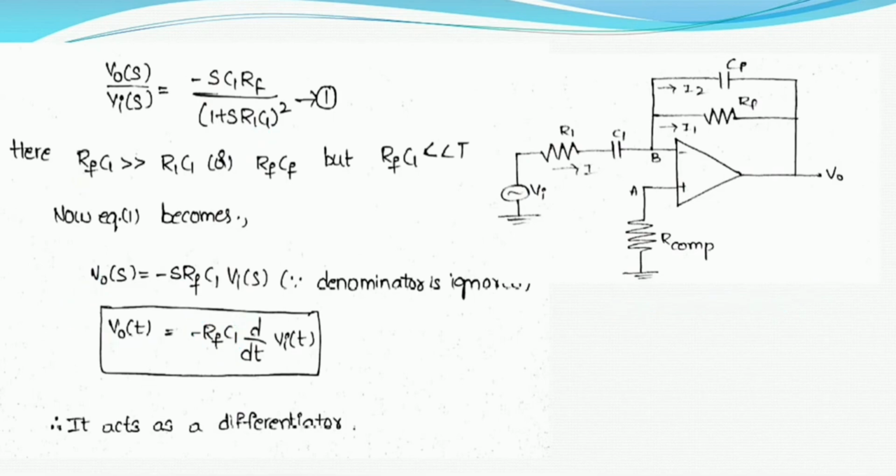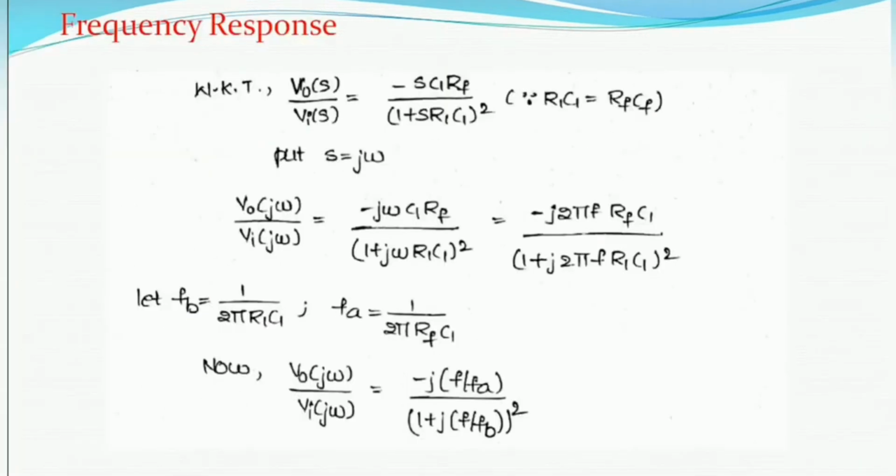Okay. So now we are going to see the frequency response. In the frequency response, we have to obtain the relation between the gain and the frequency of the circuit. In order to obtain the relation between gain and frequency, we are considering the derivation that we did in the previous slide, that is, we are finding the transfer function V naught of s by Vi of s for the practical differentiator circuit. Already we have found it, which is minus s into C1 Rf by (1 plus s into R1 C1) whole square.